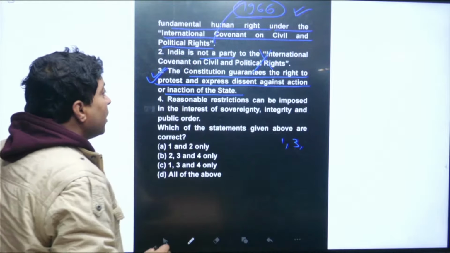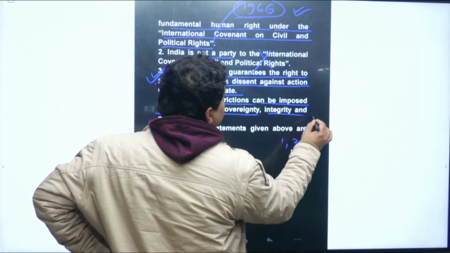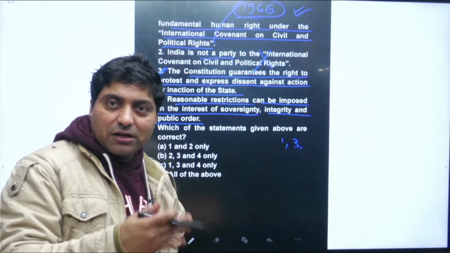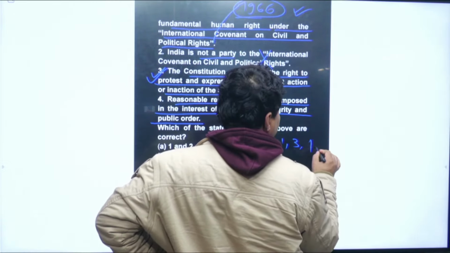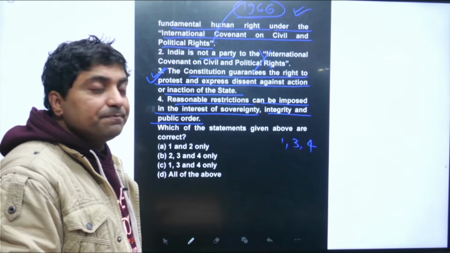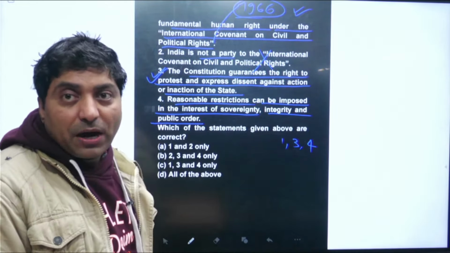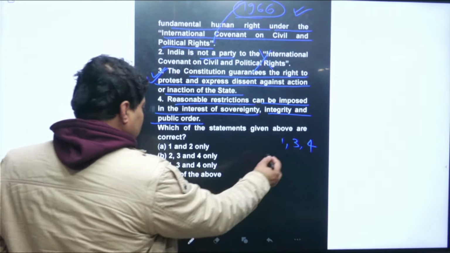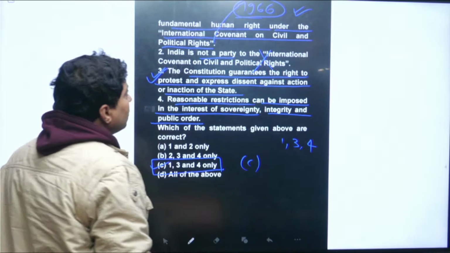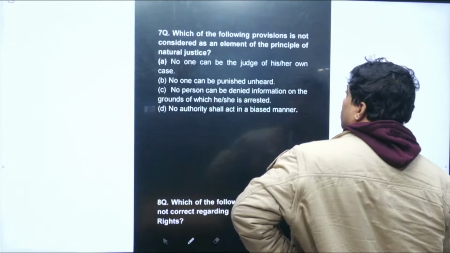Let us see 4. Reasonable restrictions can be imposed in the interest of sovereignty, integrity and public order. Yes, this is also correct. If you look at Article 19, there are restrictions. So 4 is also correct. 2 is not correct, because it is written that India is not a party to the International Covenant on Civil and Political Rights, but India is a party. So 1, 3, 4 you have to choose. C is the correct answer to this question. Let us move to the next question.